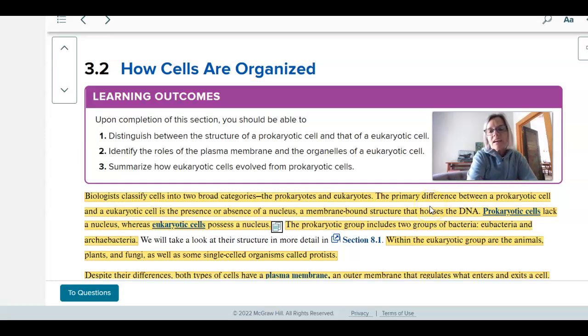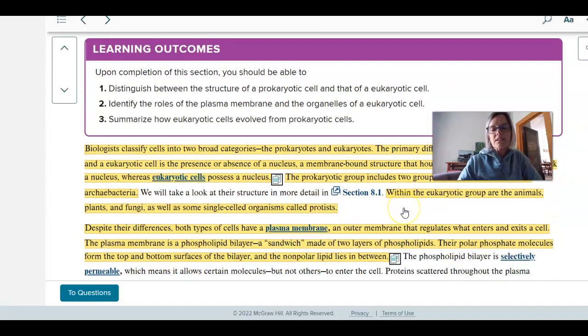Hi everyone. In this video we're going to talk about how cells are organized, and we're going to go over these first two learning outcomes. These are the same two that are on your study guide. So the first thing we want to talk about is the difference between prokaryotic and eukaryotic cells.